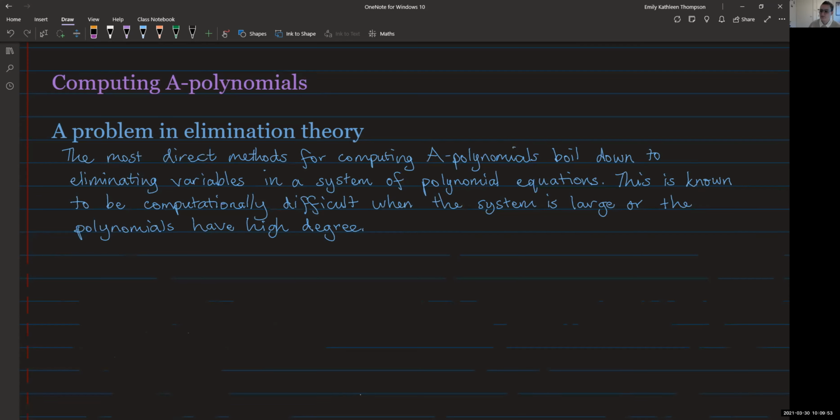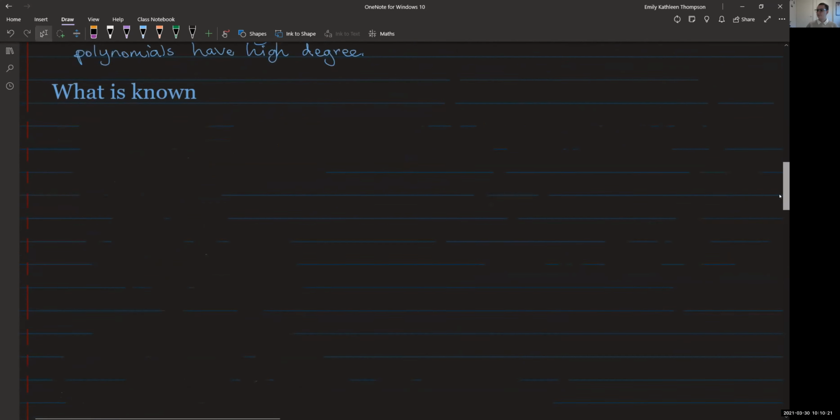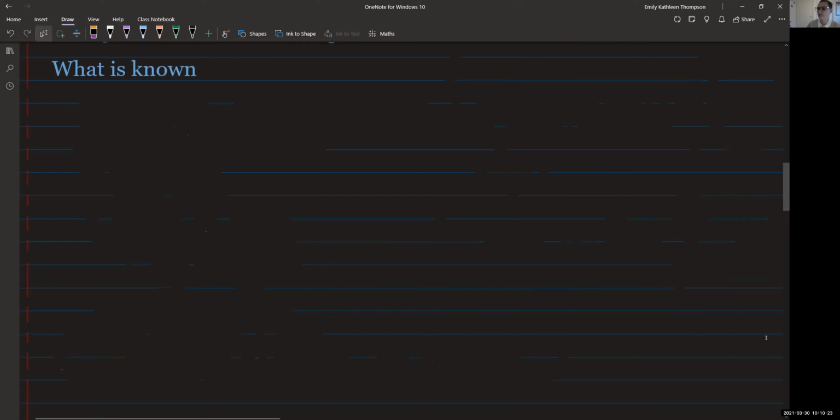Essentially you want to eliminate all the other variables to get a polynomial in L and M. And this is still not particularly well executed by computers. There are not really effective algorithms that do this if your system is too big or the degrees of the polynomials are too high. So let's look at what we do know. Let me summarize what knots we do know the A-polynomials for, and then I'll talk a bit more about how we calculate them.